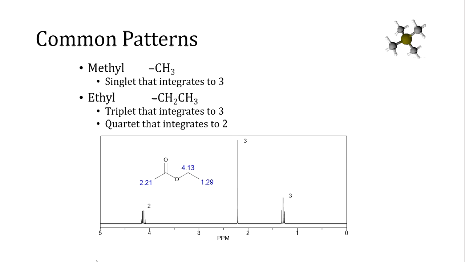And this is the NMR spectrum of the molecule ethyl acetate with the chemical shifts of the different groups noted.